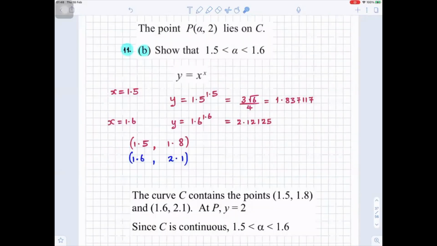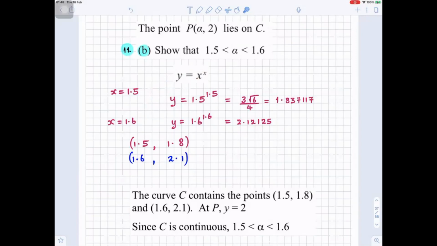The point P, alpha, 2 lies on C. Show that 1.5 is less than alpha, less than 1.6. So we want to sub in x equals 1.5. So put 1.5 there and 1.5 there. So we're replacing x with 1.5, and that will give us 1.83. We replace x with 1.6, and that'll give us 2.12.